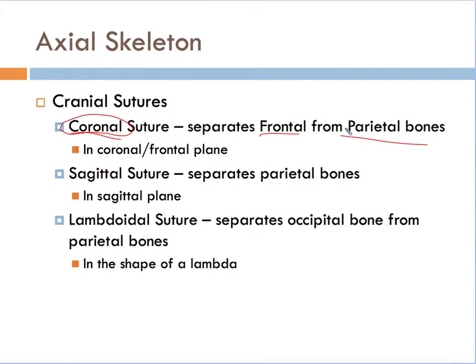In between your 2 parietal bones, we have what's known as the sagittal suture. So you have a sagittal plane, sagittal suture. In the back, where your parietal bones meet your occipital bone, we have what's called a lambdoidal suture. I'll kind of explain that. It's in the shape of a lambda. We'll look at that when we see a picture.